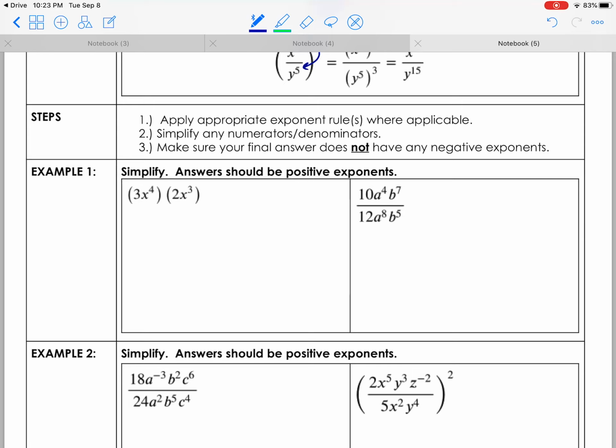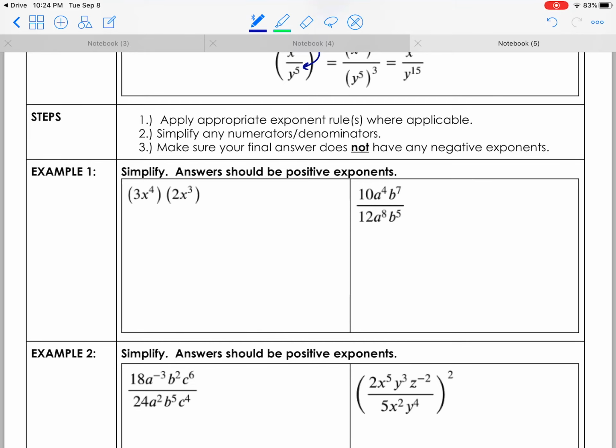So we're going to look at a few examples together, and then I'm going to give you an assignment to do today. So our steps into doing these. First thing we're going to do is apply appropriate exponent rules where applicable, whichever one's applied to this situation. Simplify numerators, denominators, and then we have to make sure that our final answer does not have negative numbers or exponents. If it has negative exponents, then they have to move positions.